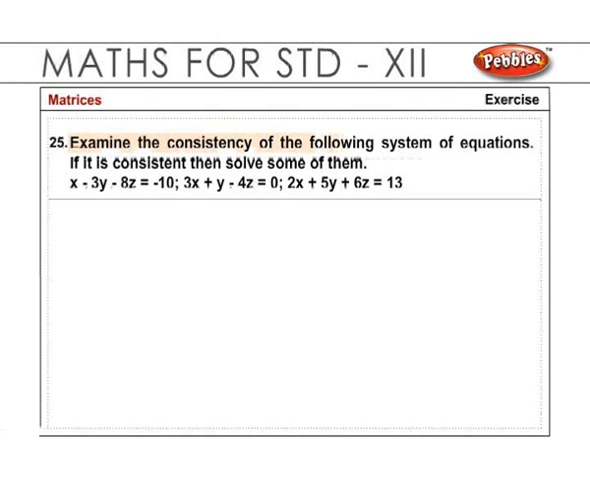Examine the consistency of the following system of equations. If it is consistent, then solve some of them. x minus 3y minus 8z is equal to minus 10. 3x plus y minus 4z is equal to 0. 2x plus 5y plus 6z is equal to 13.